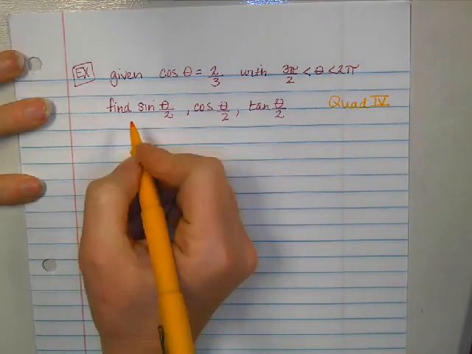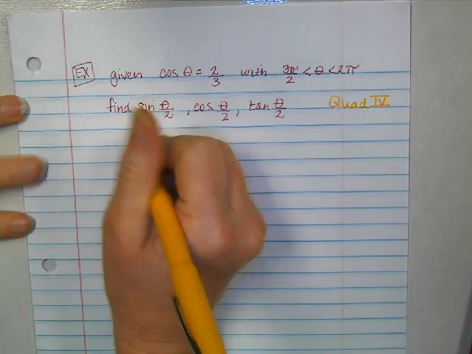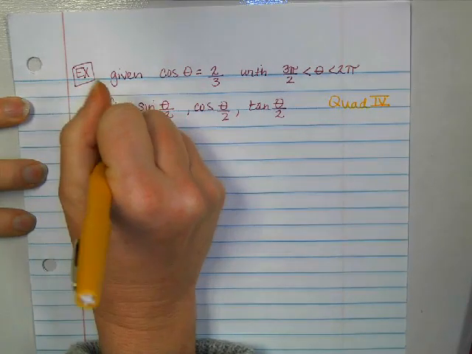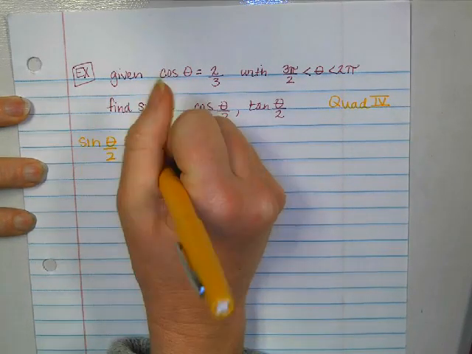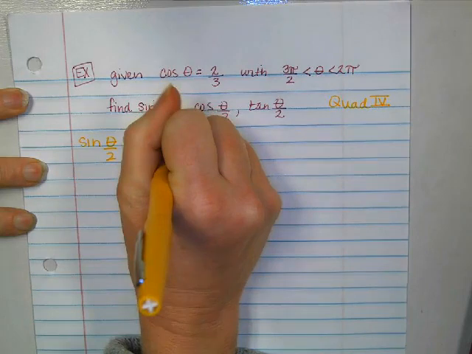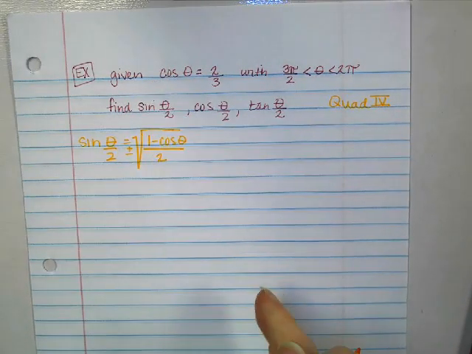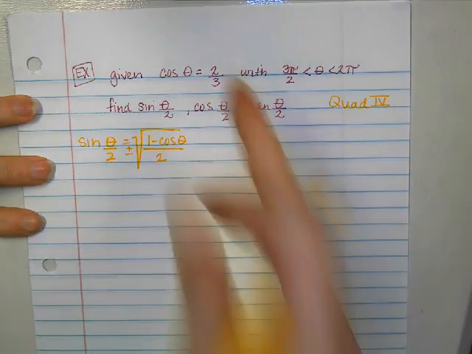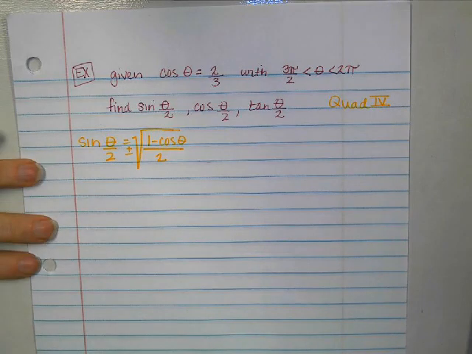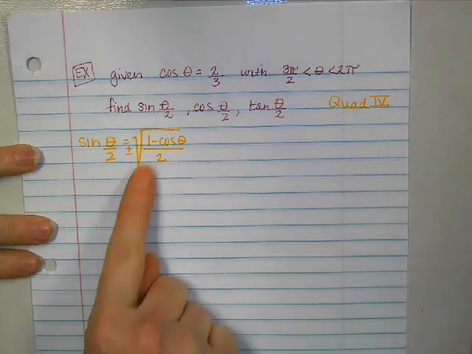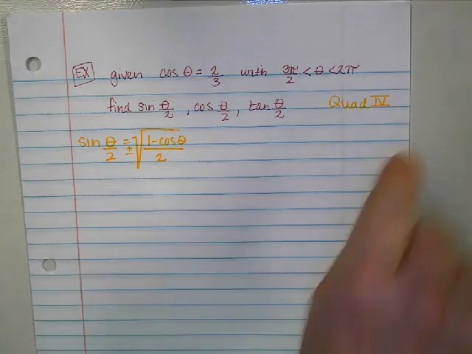We're going to use our identities. So our sine half identity is sine theta over 2 equals positive or negative square root of (1 minus cosine theta) over 2. All right, well, they gave us cosine theta, so I just have to plug in and simplify. The reason I need to know what quadrant I'm in is because it has a plus and a minus. I really only have one answer based on what quadrant I'm in.